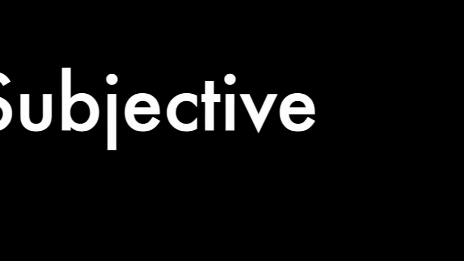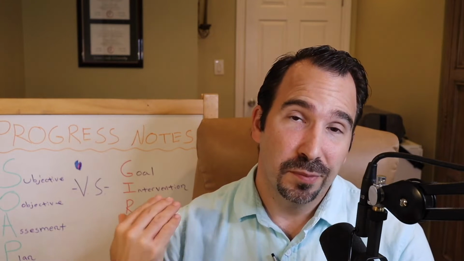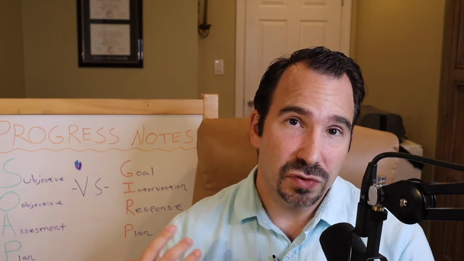Okay, so let's start with SOAP. The first part of the acronym there is the S, which stands for subjective. So this is everything that the client or consumer brings to you in terms of their primary complaint. Their mood, what's going on, their stressors in their life, how they describe their problem. That's the subjective portion, okay?